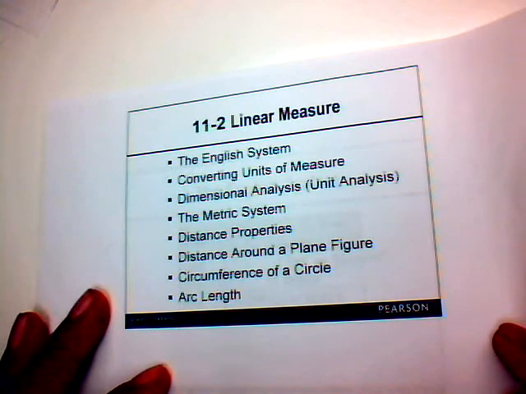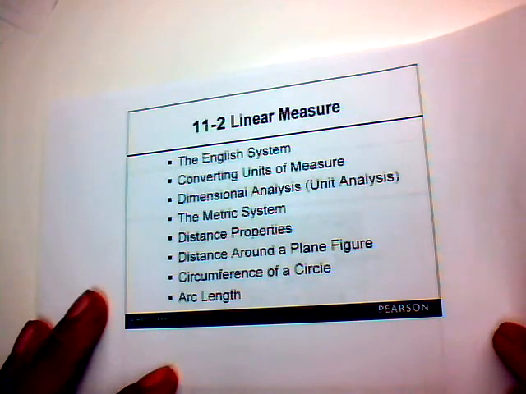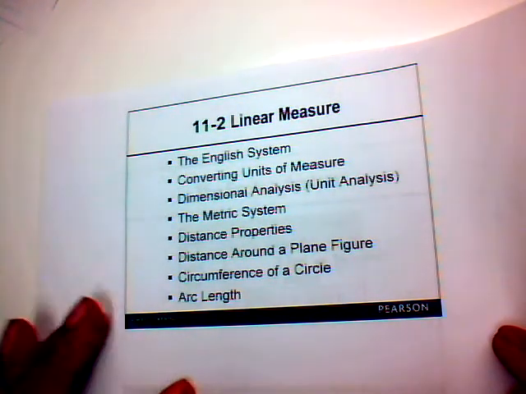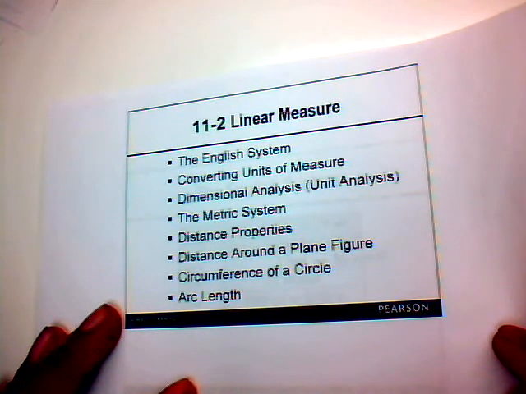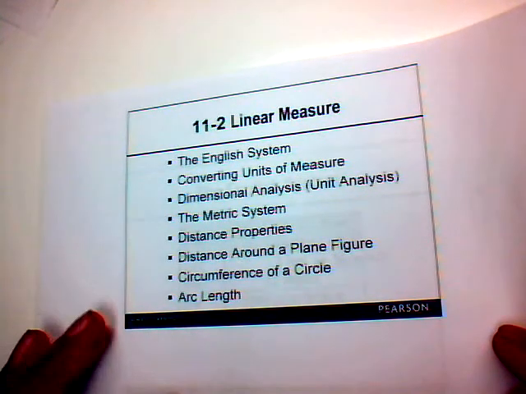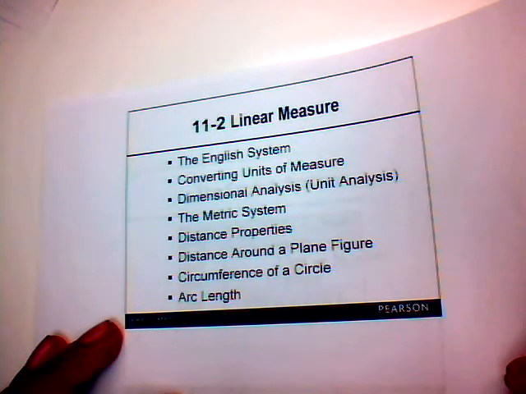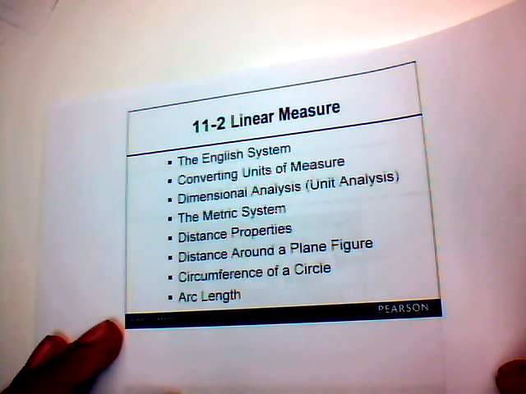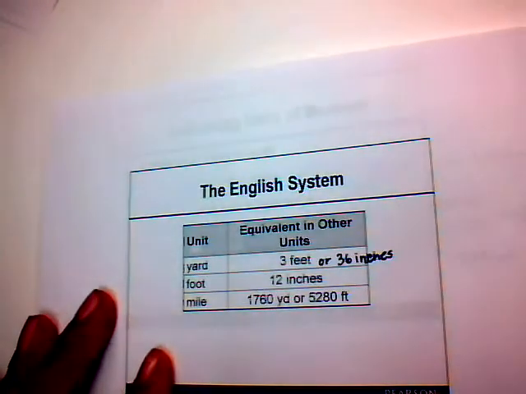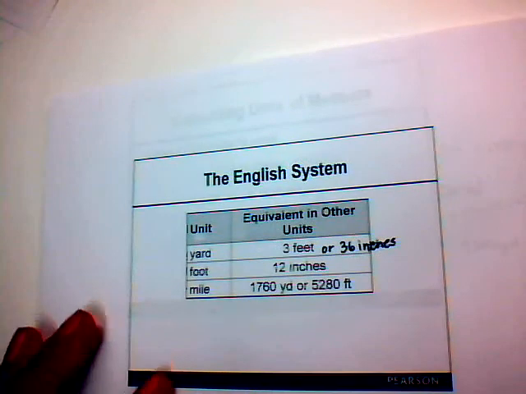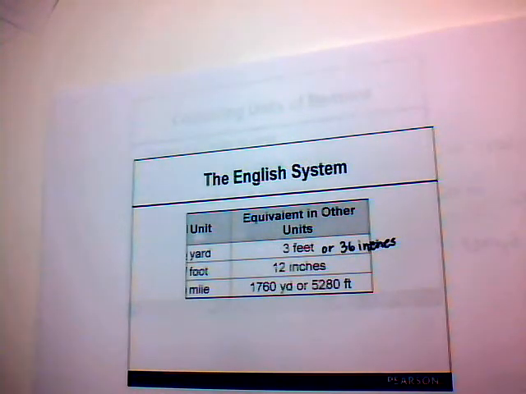Okay, in this video, we're going to be looking at linear measure. In this video, we'll be talking about the English system, how to convert units of measure. Also, we'll talk about dimensional analysis or unit analysis. Then we'll talk about the metric system, distance properties, the distance around a plane figure, the circumference of a circle, and arc length. All right, we'll first talk about the English system of measurement.